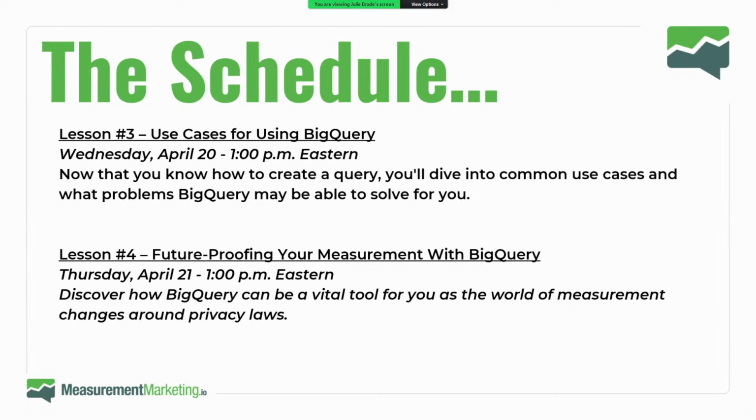And then finally, lesson 4, which is our final lesson, so it's only 4 lessons this week, is again at the exact same time, 1 p.m. Eastern. Learn how to future-proof your measurement with BigQuery, as we have all these different things coming up with privacy and the deprecation of Universal Analytics going into GA4 and all these different tools. Find out how BigQuery can help you future-proof your measurement. So that is our schedule, all 4 days at the exact same time.